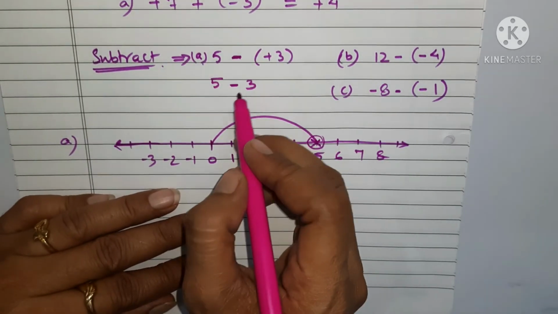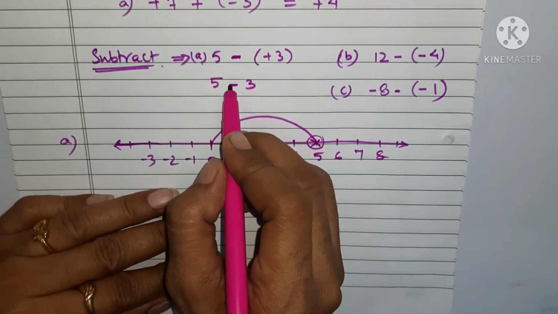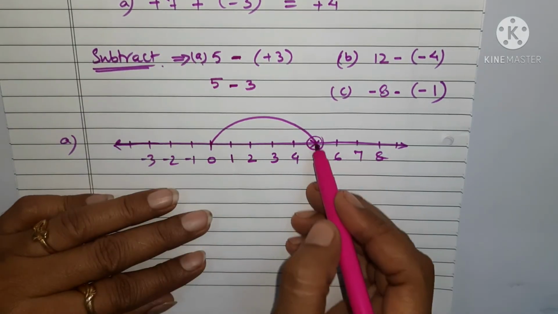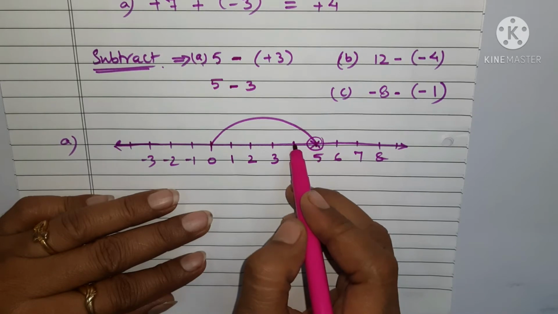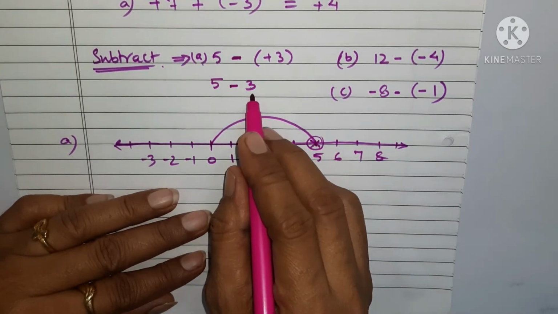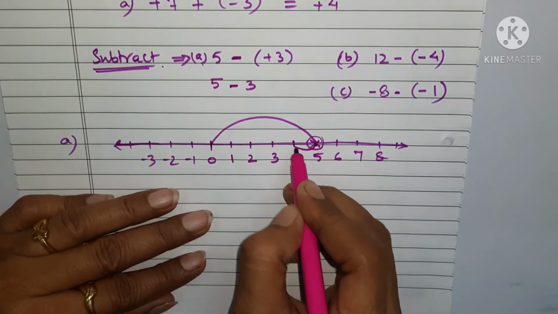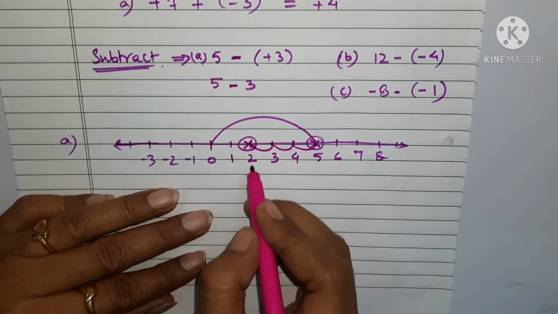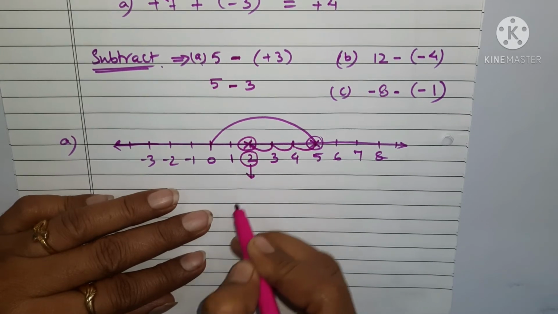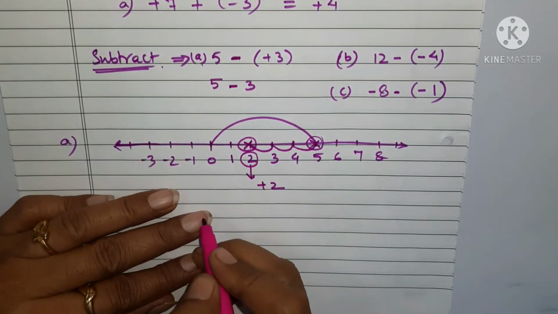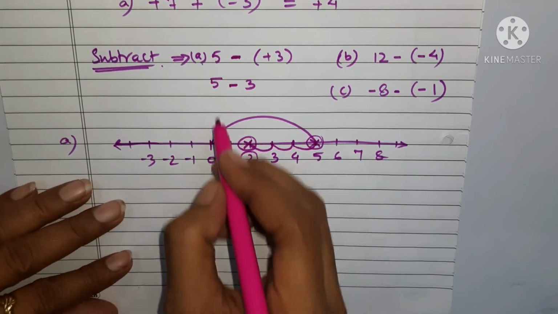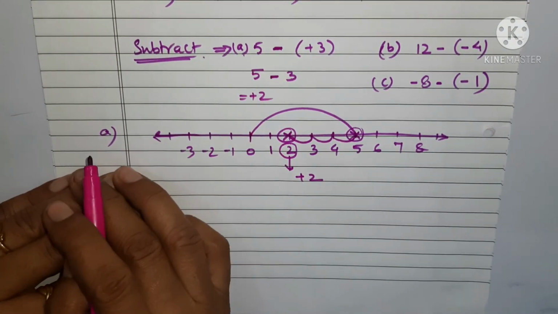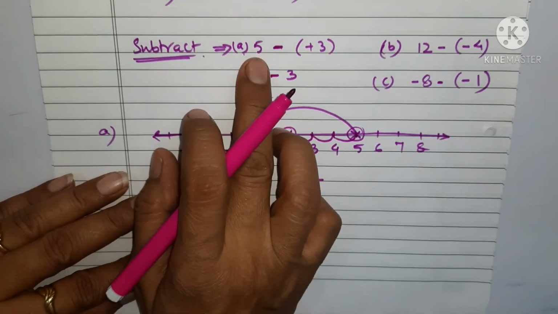That means since 3 now has a minus sign with it, you have to move towards the left. So we'll move from here towards the left. How many points? 3 points. So 1, then 2, and then 3. You are reaching up to this. That means your answer is what? You will get the value as plus 2. Understood? So your answer here will be plus 2. This is for the case of the first one.